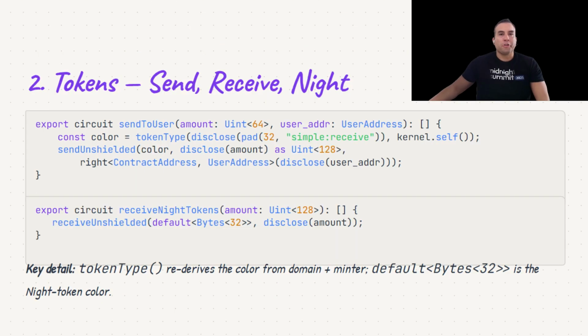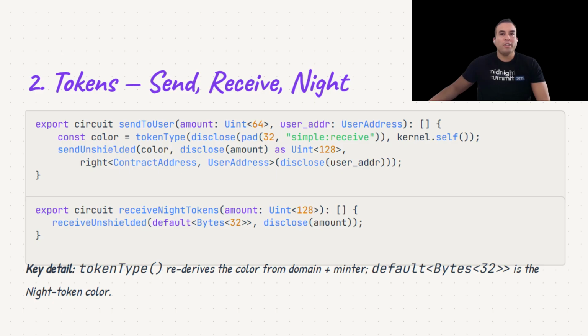2 more circuits, quickly. Send to user. The contract sends tokens out to a user. First, it rederives the token color using tokenType. Then, sendUnshielded with 3 args: color, amount, recipient. Notice the recipient is wrapped in right this time, not left. Same union, opposite branch. This means user address.